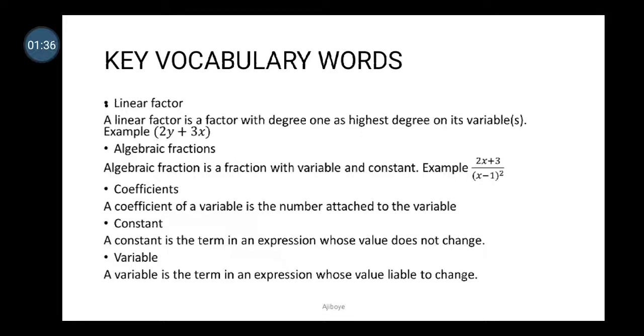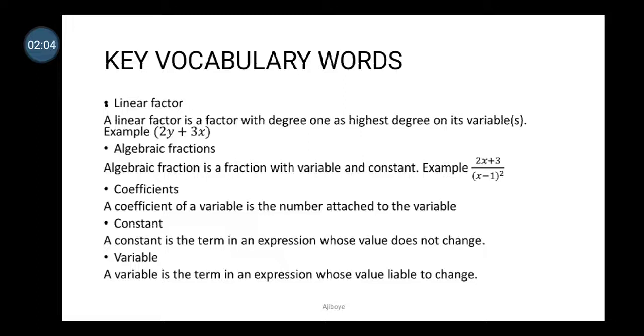Algebraic fractions. An algebraic fraction is a fraction with variables and constants. Example, 2x plus 3 over x minus 1 all raised to the power of 2. You would notice that it's a fraction. We have a numerator and a denominator. And because of the variable x in the numerator and denominator, that makes it an algebraic fraction.